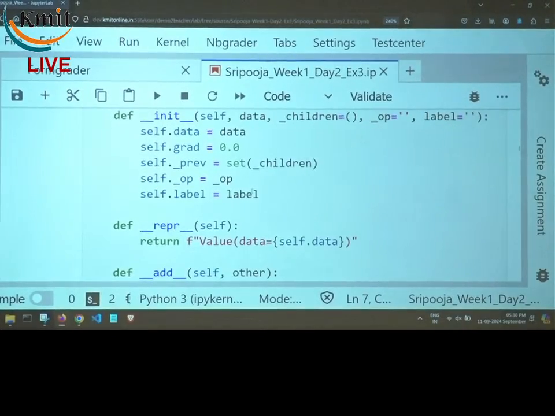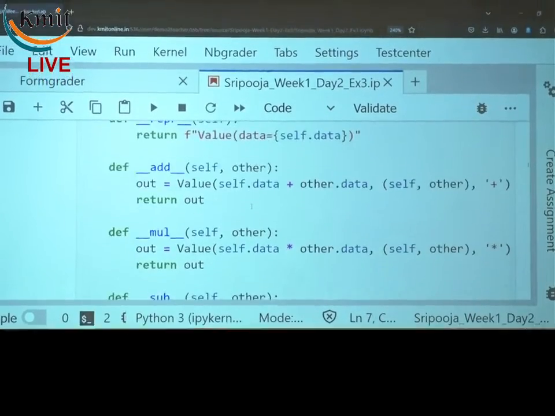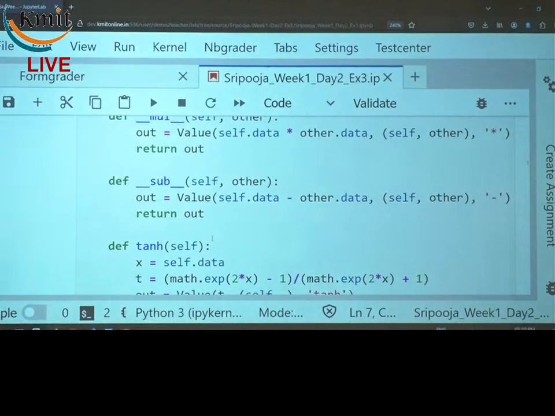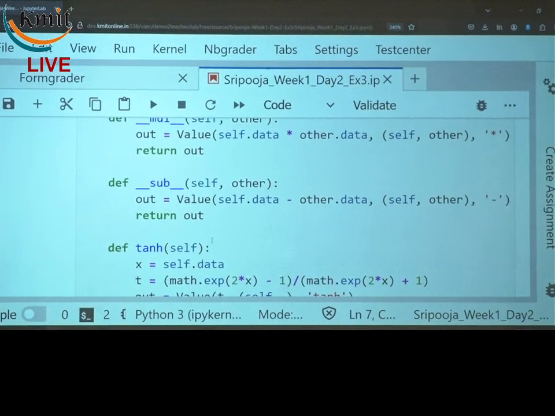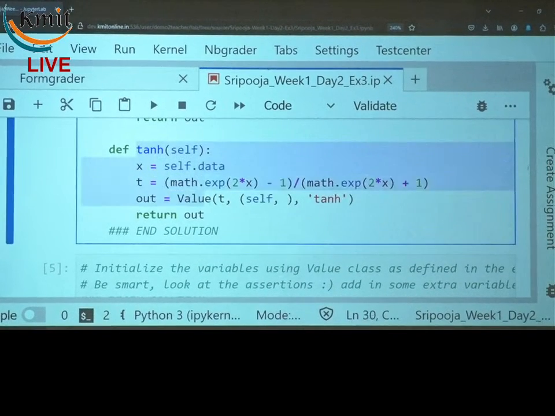So there are two issues here that I have noticed with most of you, in the way you're implementing it. tanh, you're not implementing it as a class method. So the final node, the output node, doesn't have children, so you're not able to generate the graph. That is the first problem. So you have to implement tanh as a class method.